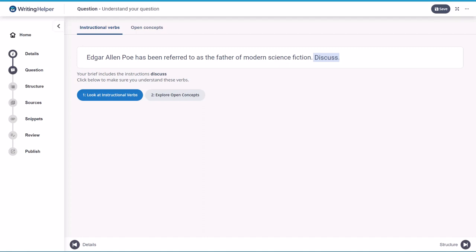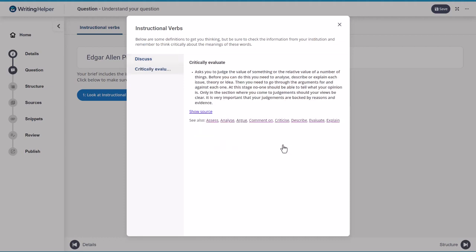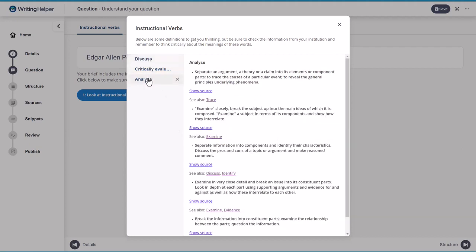What's the point of this? Well, it's very important that you actually discuss this topic, and it's easy to not do that. Let me explain. By clicking on Look at Instructional Verbs here, you get some definitions of discuss. And there are also related words like assess, comment on, consider, critically evaluate, and you can click any one of these to see more definitions, more instructions, to help you understand not only what you are being asked to do when you discuss, but also what you're not being asked to do.